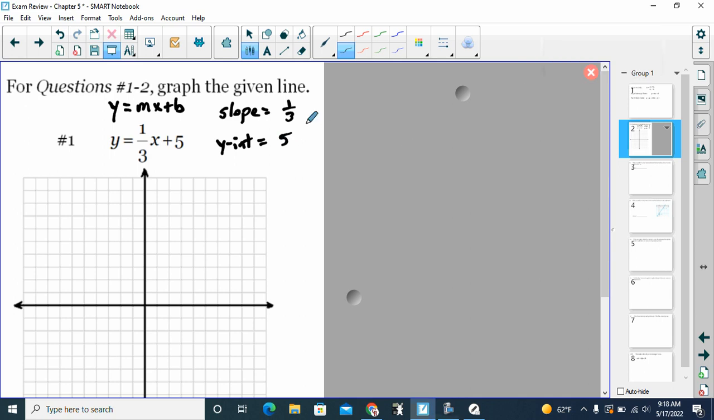We always graph the y-intercept first. Our y-intercept should be 5, so we need to cross the y-axis at 5. 1, 2, 3, 4, 5. I'm going to put a point right there. And we need our slope to be 1/3. Slope, remember, is rise over run. So my rise needs to be 1 and my run 3. Rise is 1, run is 3.